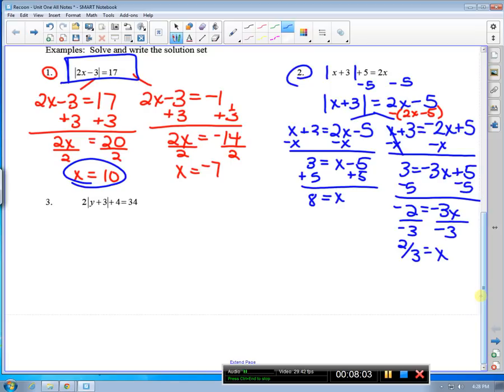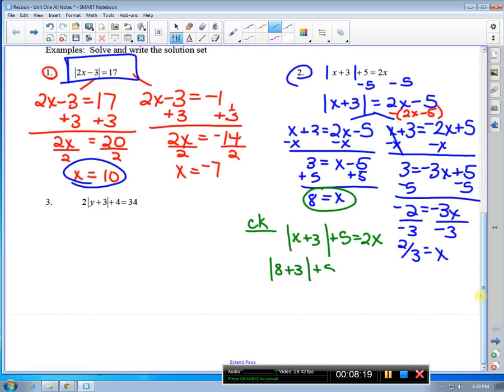Okay, so we have to do our checks now. And we're going to go back to the original. Absolute value of x plus 3 plus 5 equals 2 times x. So if we start and put 8 in there, the absolute value of 8 plus 3 plus 5 equals 2 times 8, or absolute value of 11.